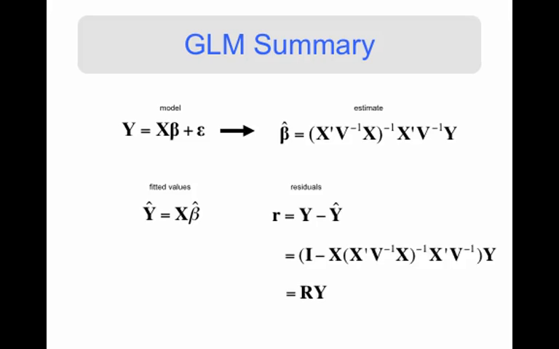Now, after computing the fitted values, we can compute the residuals. The residuals are the distance from the line or the plane to the data points. And so that's simply equal to lowercase r is equal to y minus y hat. By putting in the value of y hat, x beta hat, and also the estimate of beta hat, we can rewrite it in the following format. This can be re-expressed as uppercase R times y, where uppercase R is often called the residual inducing matrix.